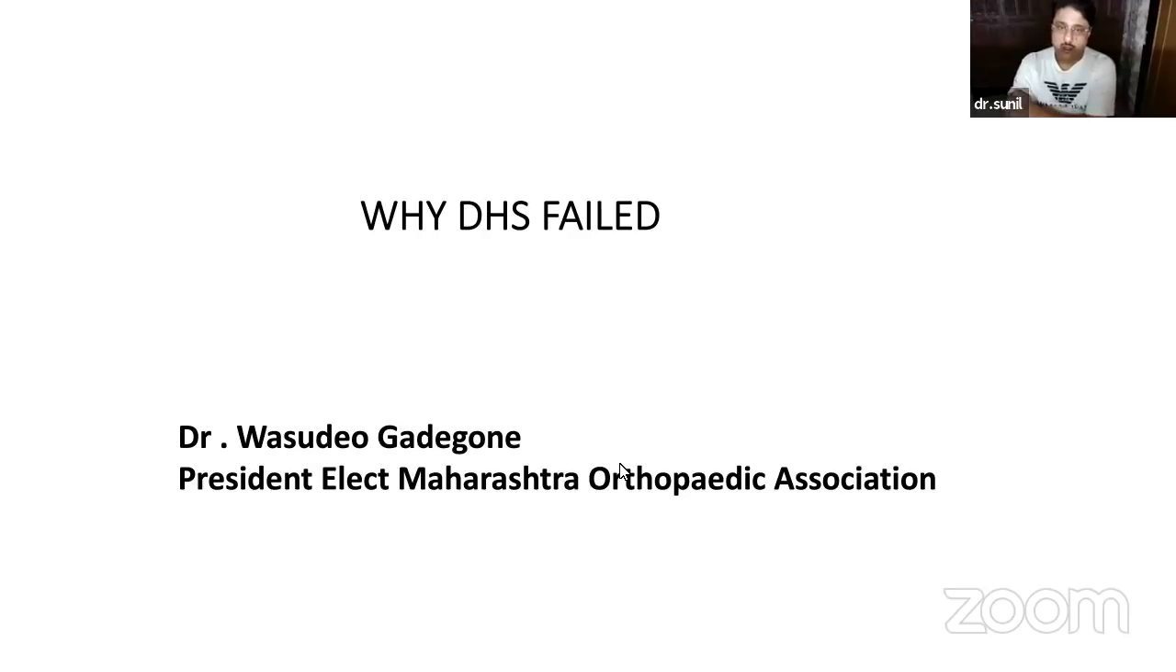Okay, clamp assisted. Suppose if you want to do a DHS in a trochanteric fracture, why does it fail? Again, I will request Dr. Gadegone to continue and stress it, because this is going to be a repetition by Paulo as well. So make it short.